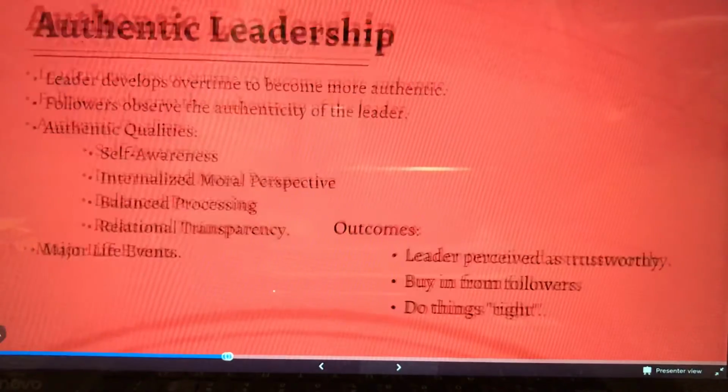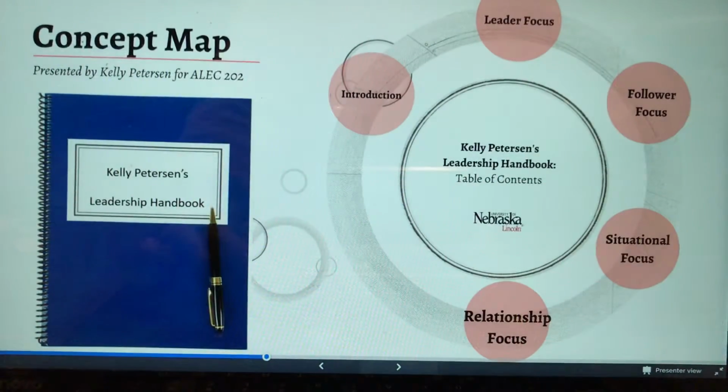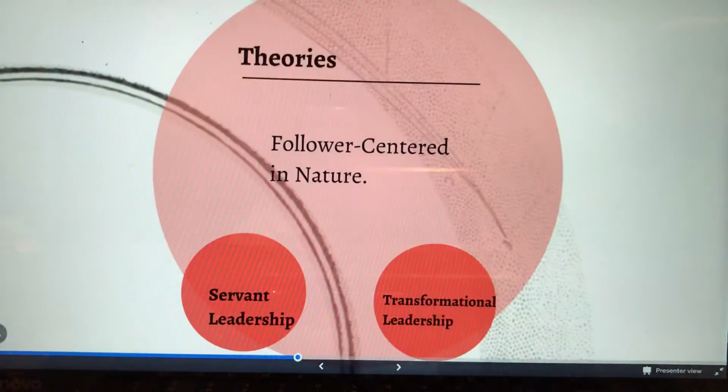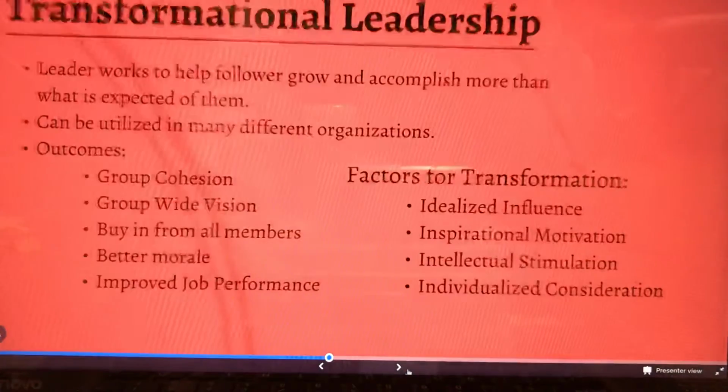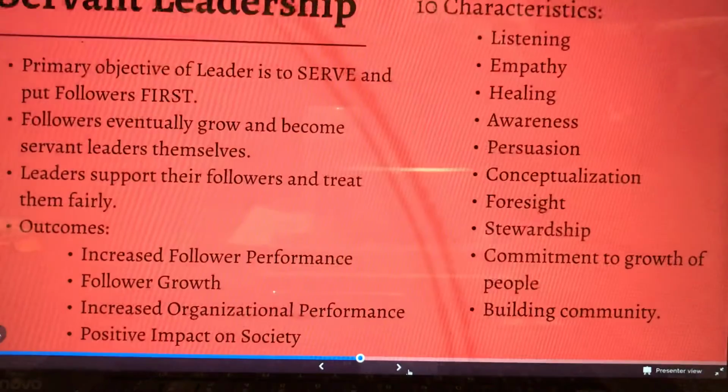So then we had authentic leadership and ethics and leadership in that section as well. So then moving to the follower focus, so these were theories that I saw really truly focused on the follower. So the servant leadership as well as transformational leadership. Transformational leadership can be really focused on change in an organization, whereas servant leadership really looks at an organization, and it's really meant for support as well as building up followers.